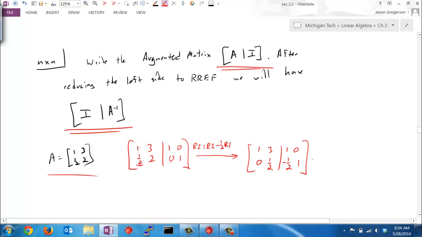What am I going to do next? What's my next operation? Multiply the second row by 2. Yep, multiply the second row by 2. I've eliminated this value. Now I have to turn this one into a 1. So I take the second row and multiply it by 2. I get 0, 1, negative 1, 2.